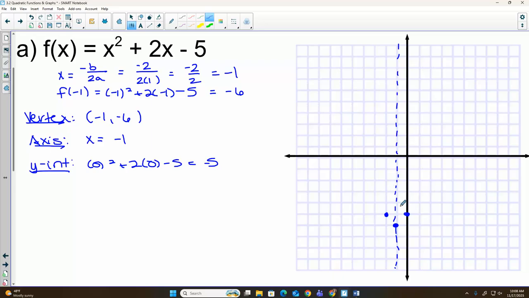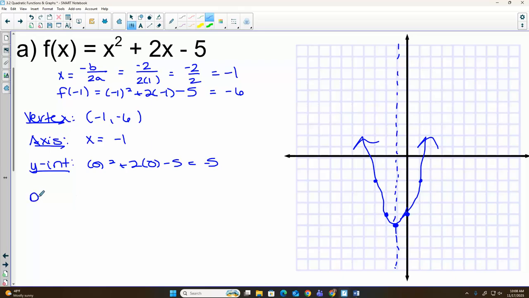If you didn't feel comfortable, you could always plug in more points. Like for instance, if I put in a 1, I get out negative 2. If you're trying to reflect that one, it's 2 away from the axis of symmetry, so if you go 2 the other direction, that gives you another point. You at least have to have the vertex, the y-intercept, and the axis of symmetry plotted. And then you can reflect your y-intercept over. If you need more points, you can always put in more.